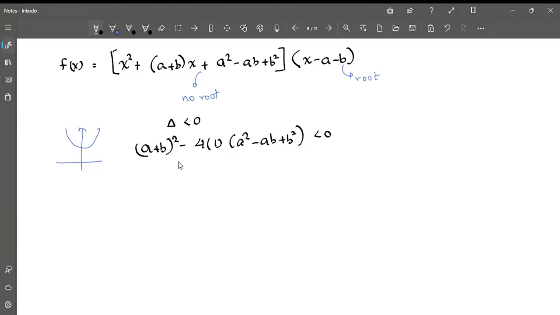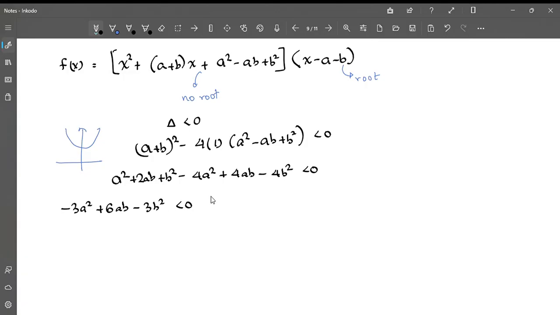This should be negative. Expand this: a squared plus 2ab plus b squared minus 4a squared, minus into minus is plus 4ab, minus 4b squared is negative. Then minus 3a squared plus 6ab minus 3b squared is negative. Multiply everything by minus, and you will have 3a squared minus 6ab plus 3b squared is positive. Take 3 out: a squared minus 2ab plus b squared is positive.